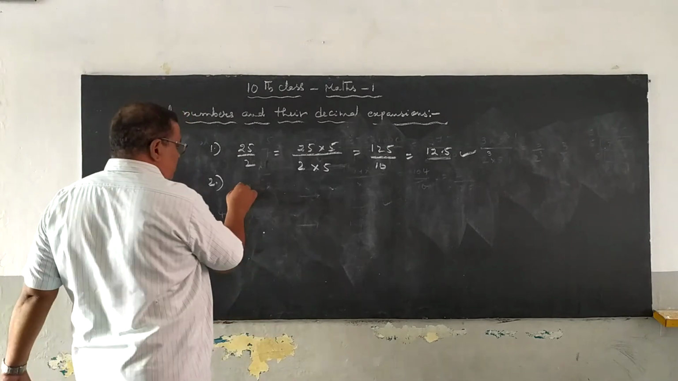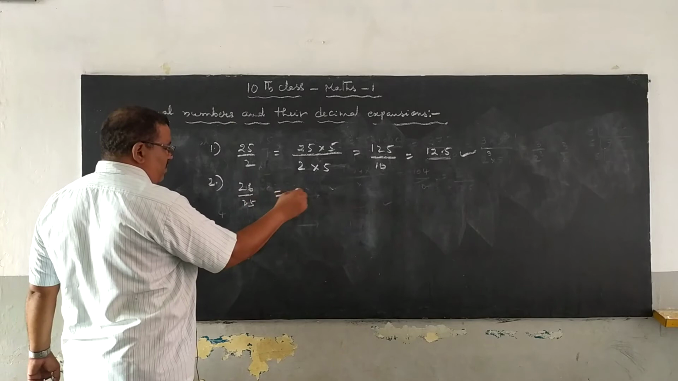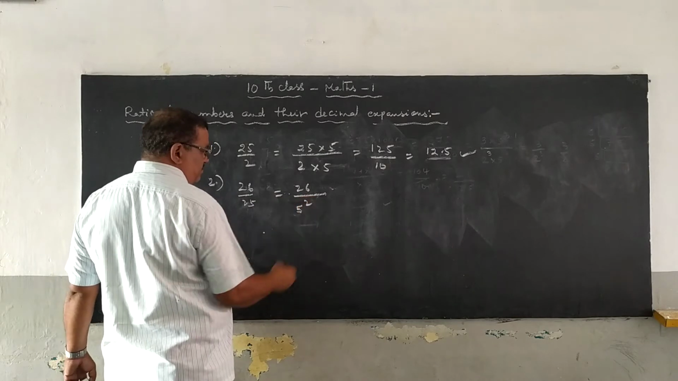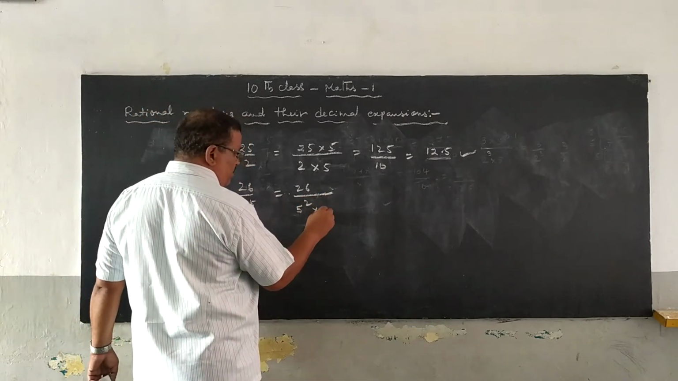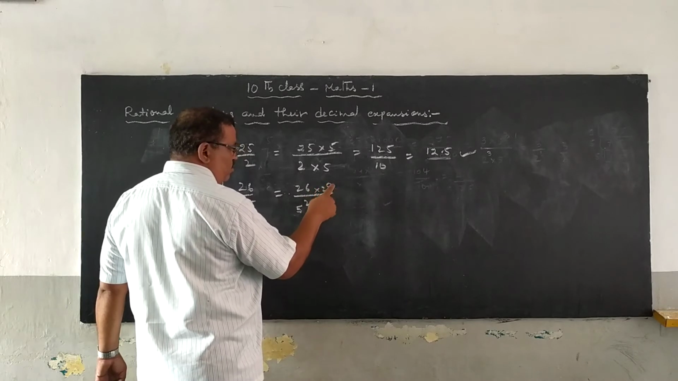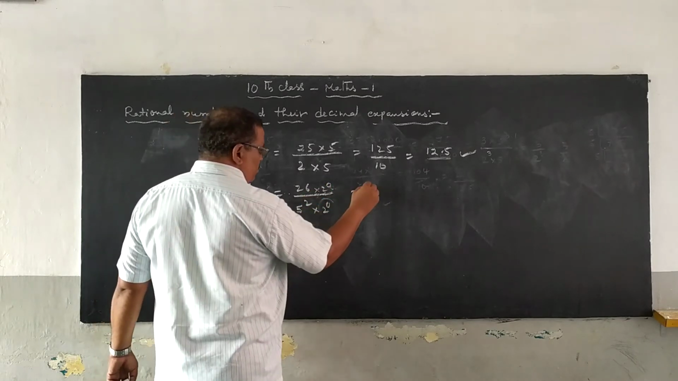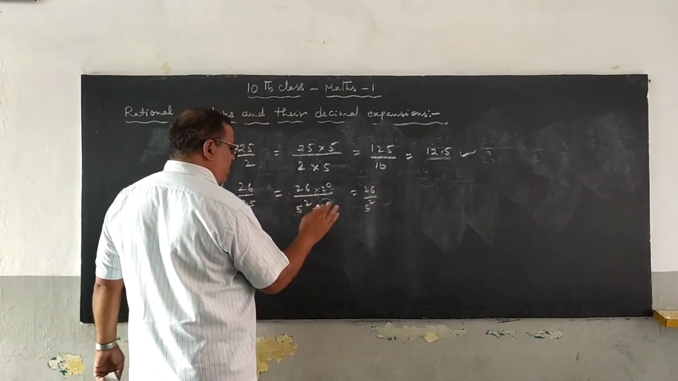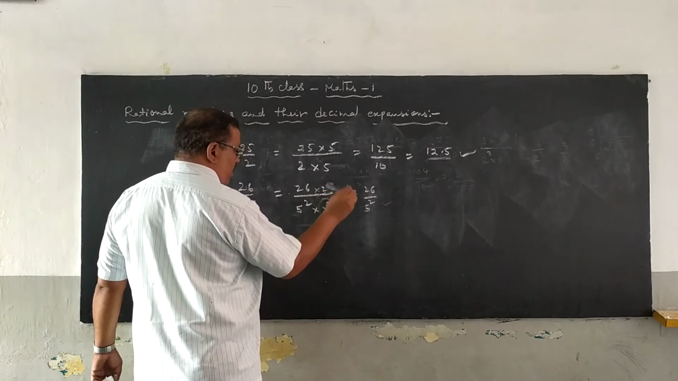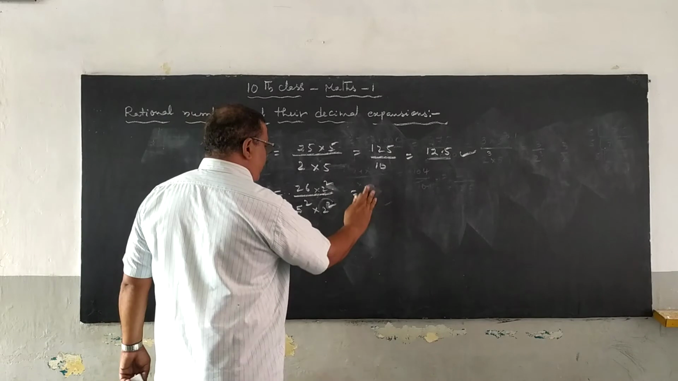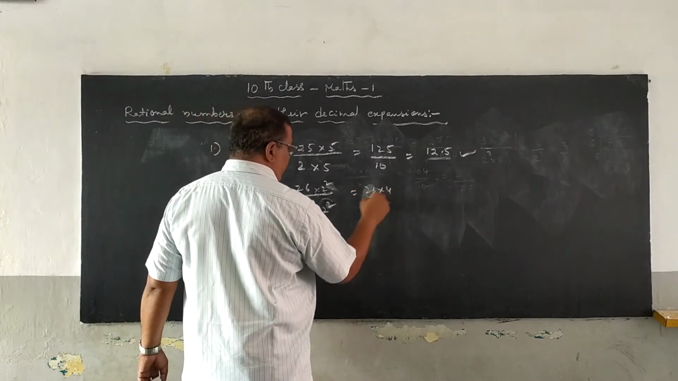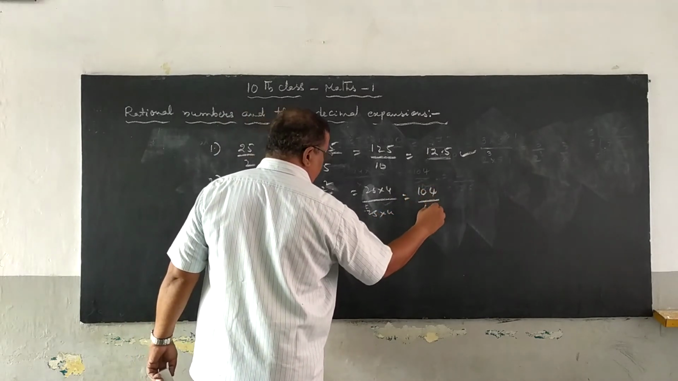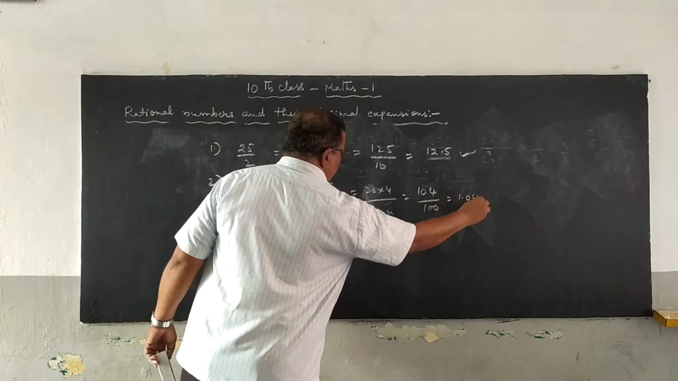The second example is 26 by 25. How do we write it in decimal form? 25 can be written as 5 square. There is no 2 here, so 2 power 0, and 2 power 0 value is 1. So 26 by 5 square. I have to multiply the numerator and denominator by 2 square. 26 into 4 by 25 into 4. Finally, 104 by 100, this is 1.04.